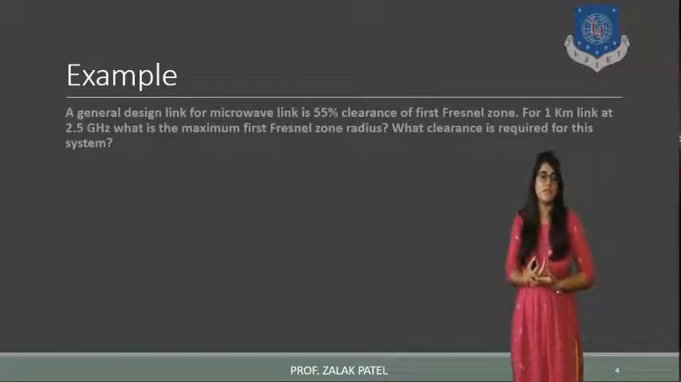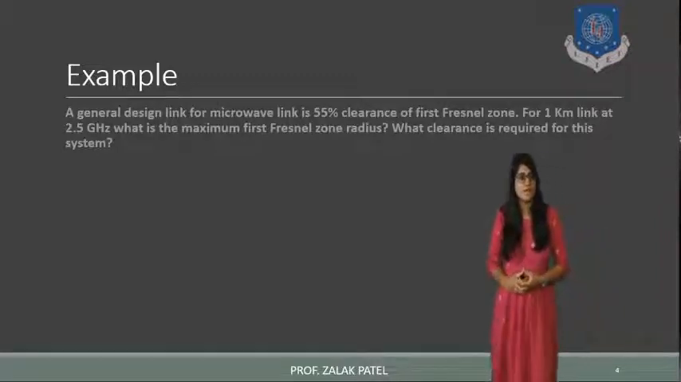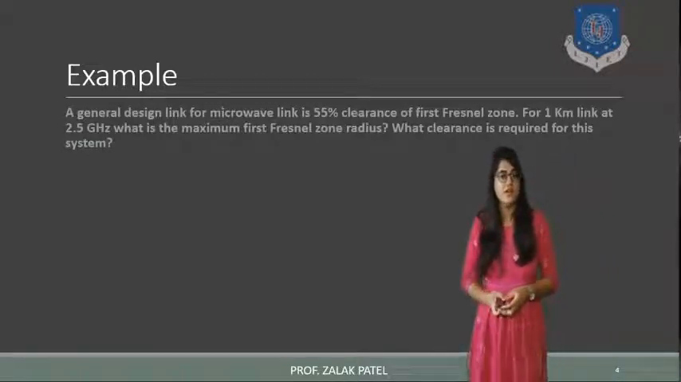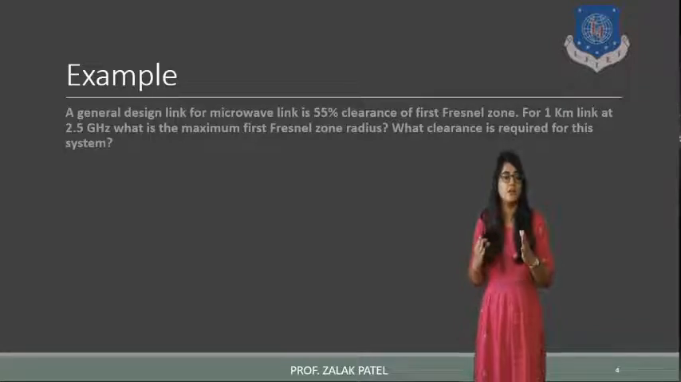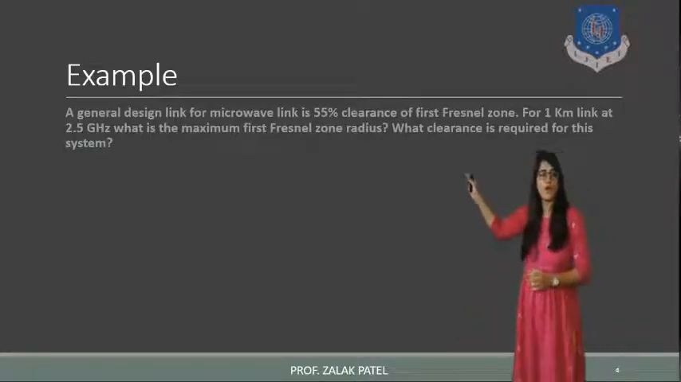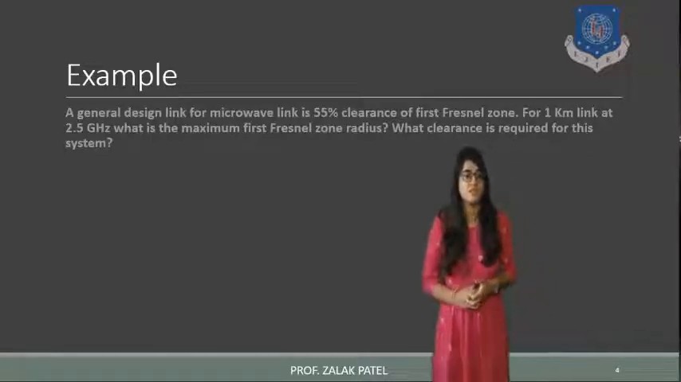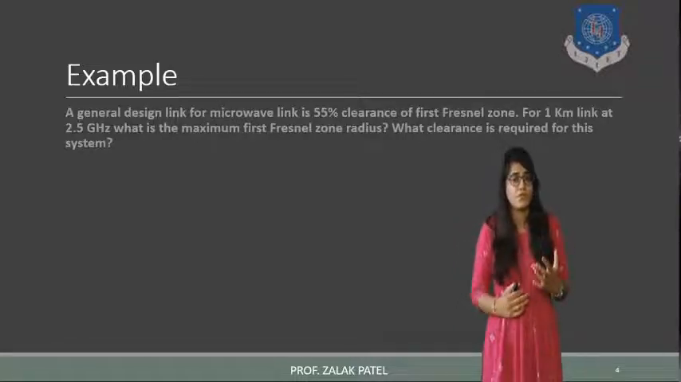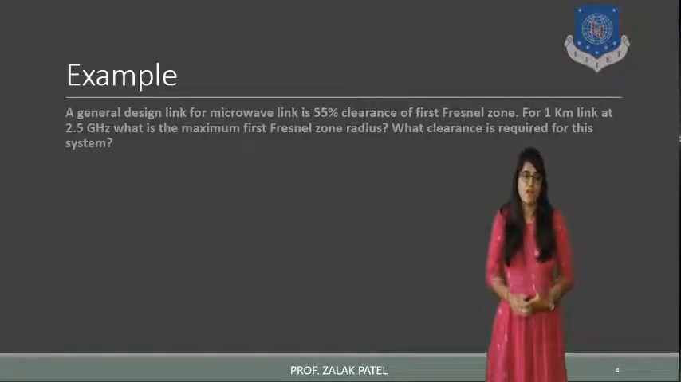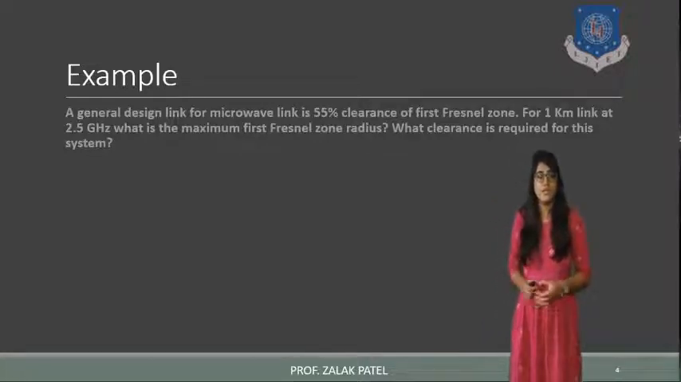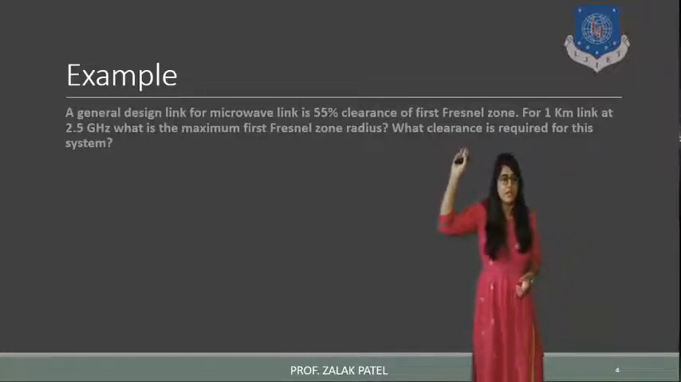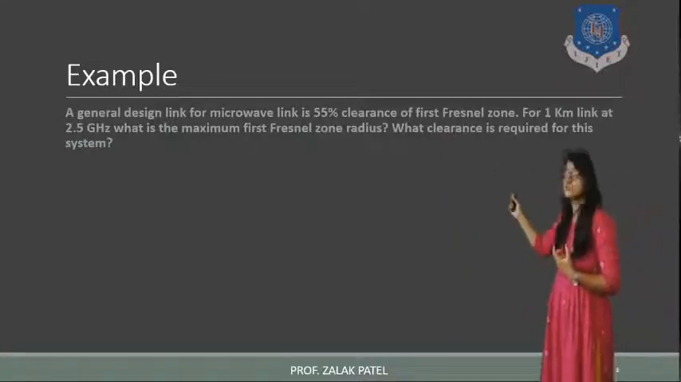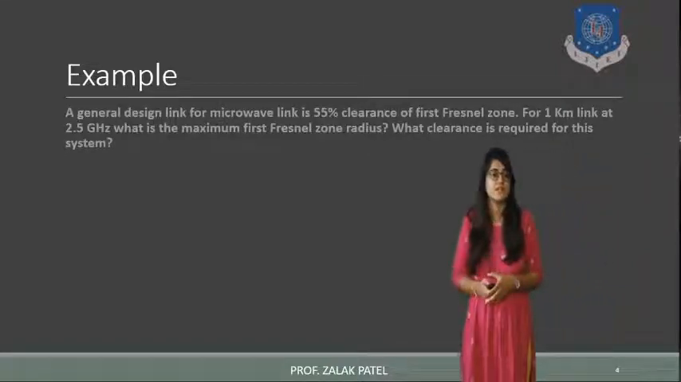Based on that, let's see one example so things will be clearer. Our general design rule for a microwave link is 55% clearance at the first Fresnel zone. For a 1 kilometer link at a frequency of 2.5 gigahertz, what will be the maximum first Fresnel zone radius that you have to calculate? The second thing to calculate is what clearance is actually required for this system. In the problem statement, the 1 kilometer link is given, meaning the distance is given, and the frequency on which it operates is given, that is 2.5 gigahertz, meaning 2.5 into 10 raised to 9.